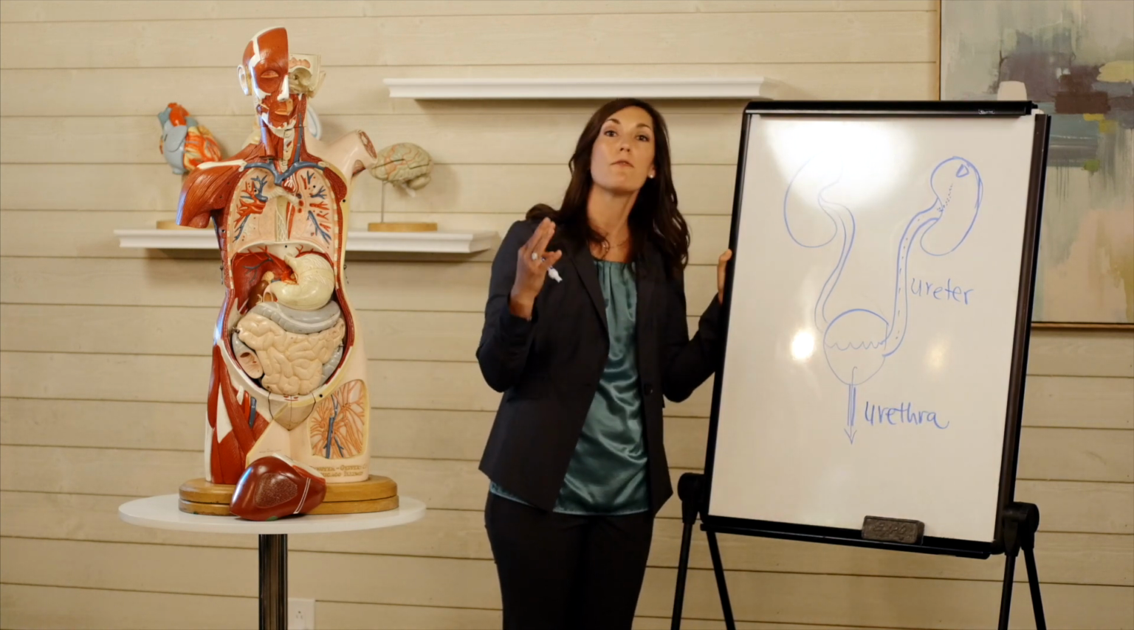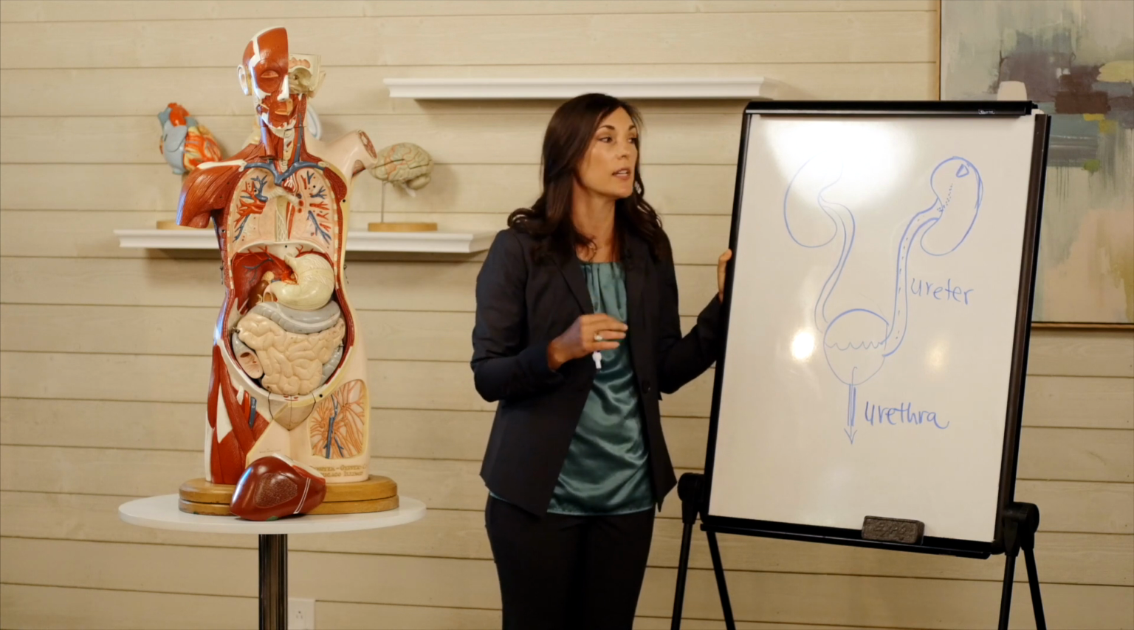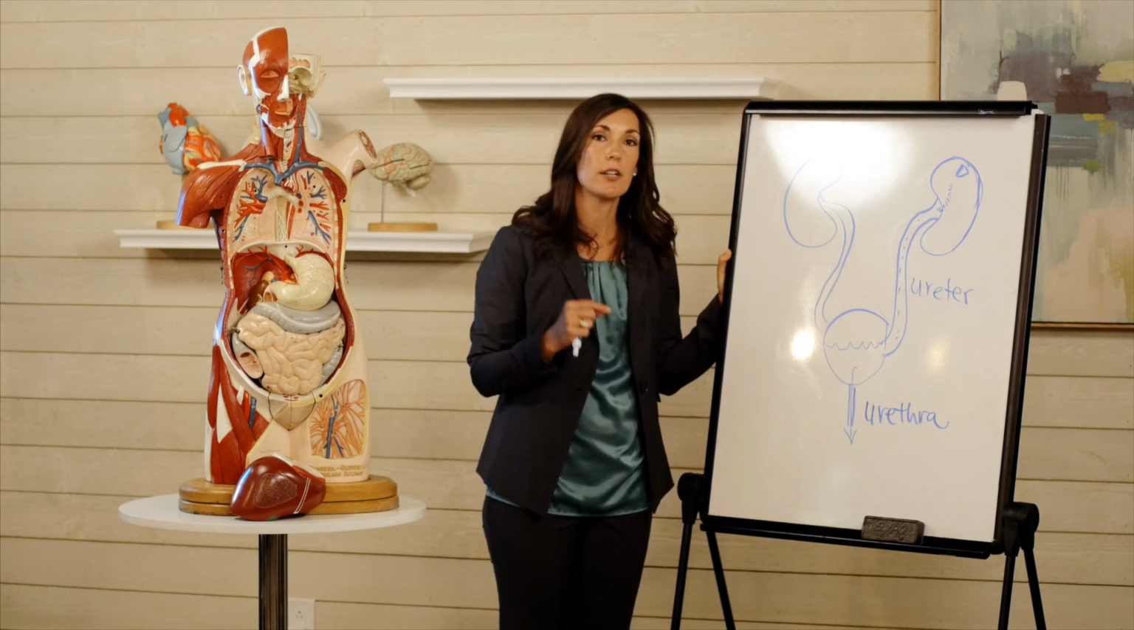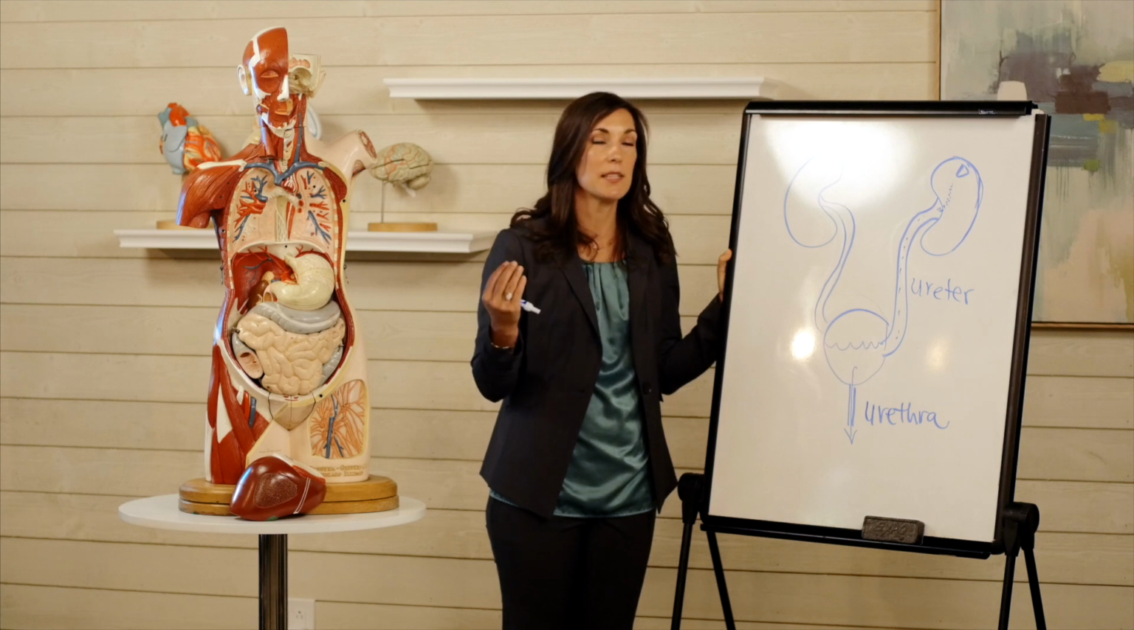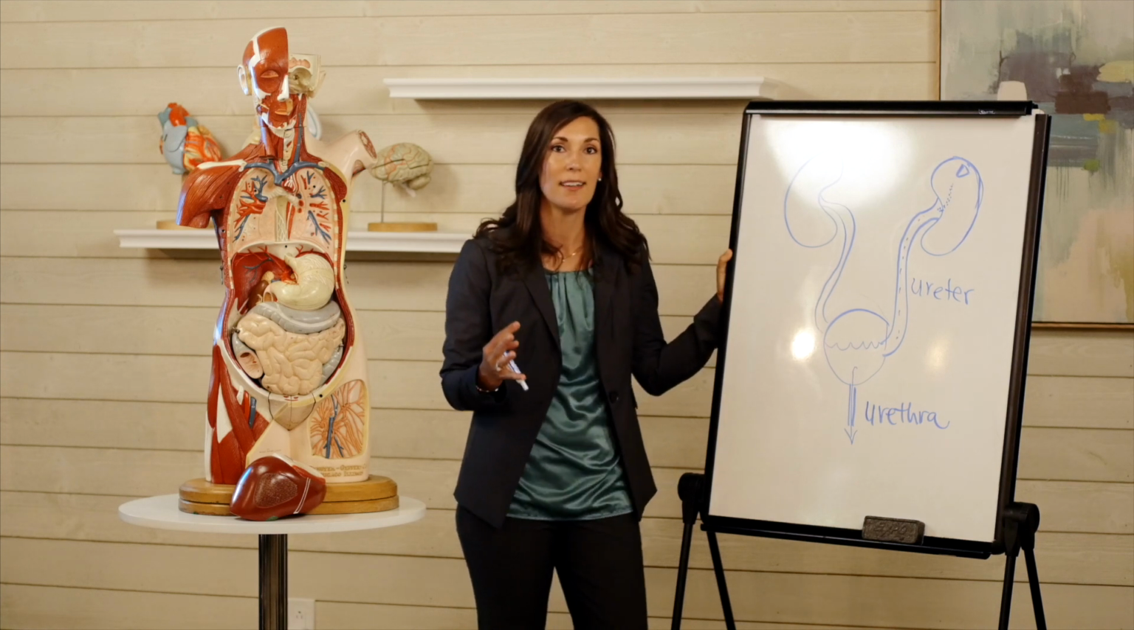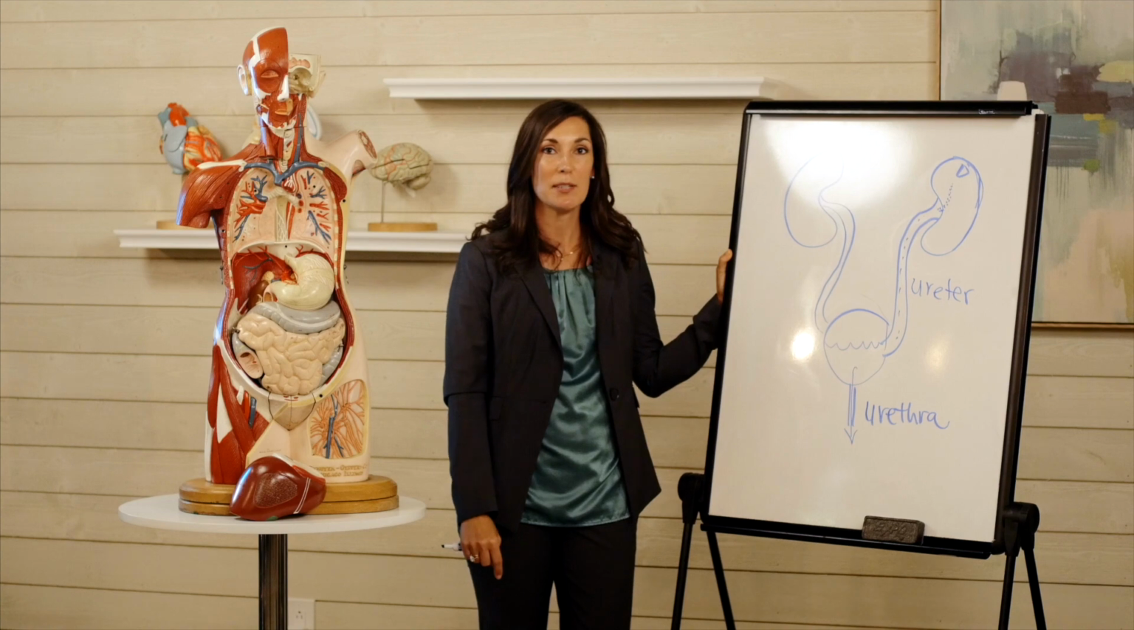But that's it. There's really just four major structures when we're looking at urinary. Kidneys, ureter, bladder, and urethra. That's it. Hopefully this helps you with your studying, and it'll make things a little bit easier.